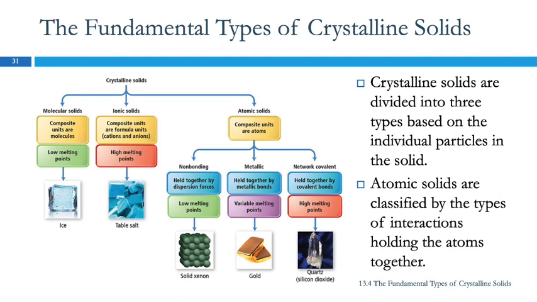Can you see? We're not trying to trick you here. An atomic solid is made up of atoms, right? A molecular solid is made up of molecules.